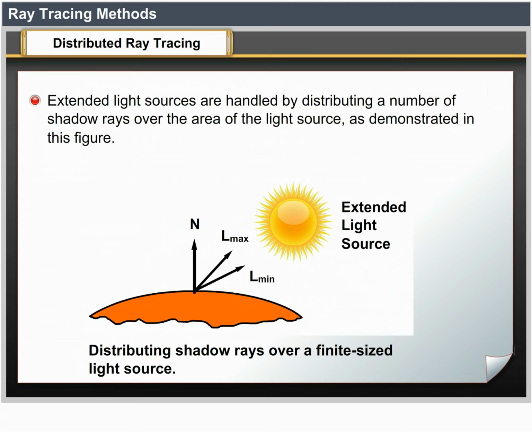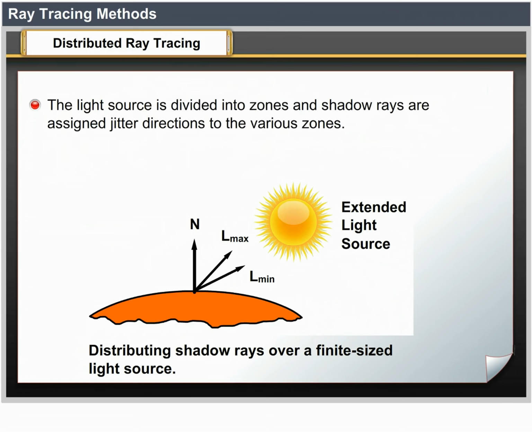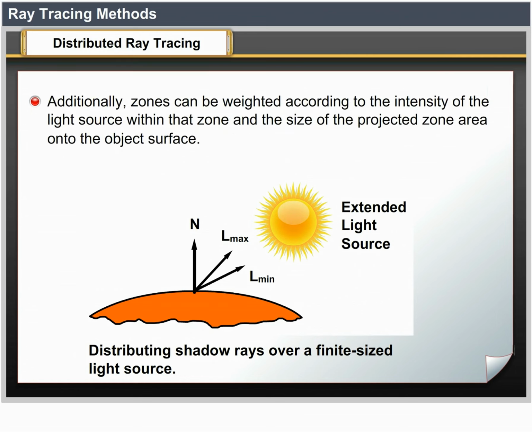The light source is divided into zones and shadow rays are assigned jitter directions to the various zones. Additionally, zones can be weighted according to the intensity of the light source within that zone and the size of the projected zone area onto the object surface. More shadow rays are then sent to zones with higher weights.